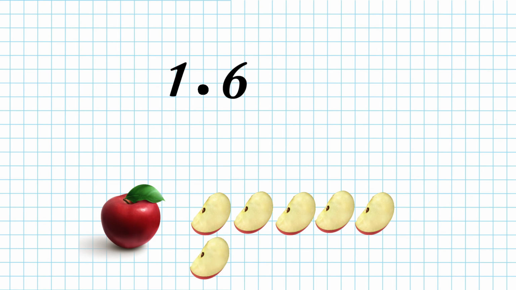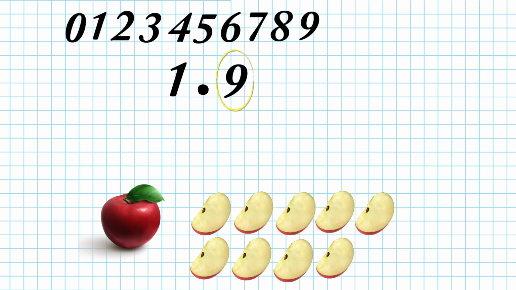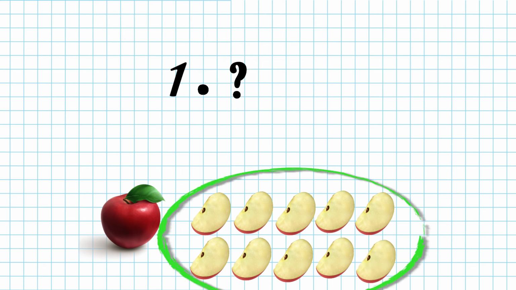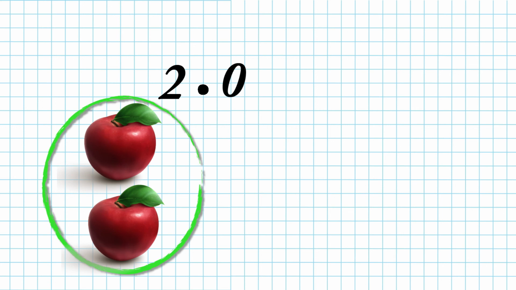Similarly, when we have 6, 7, 8, 9 and 10 parts, the tenths place value is maxed out and we do not have digits higher than 9, so let's have a look. If we put all the 10 slices together, they are equal to one whole apple, which means we have two whole apples.